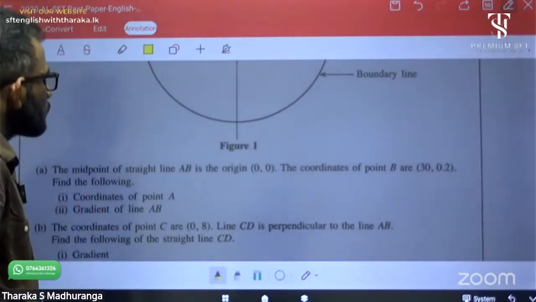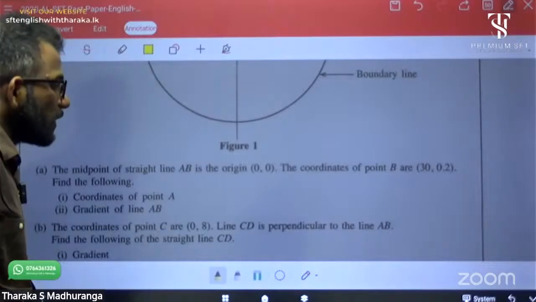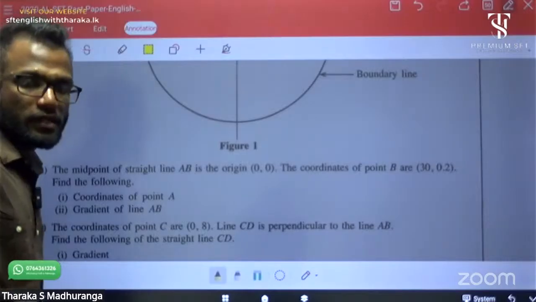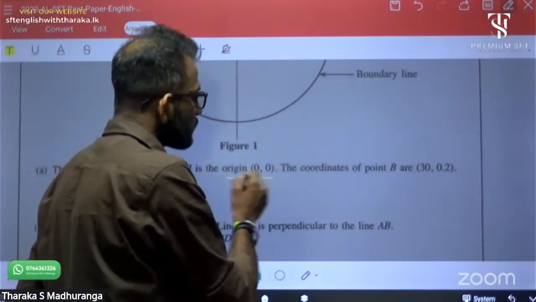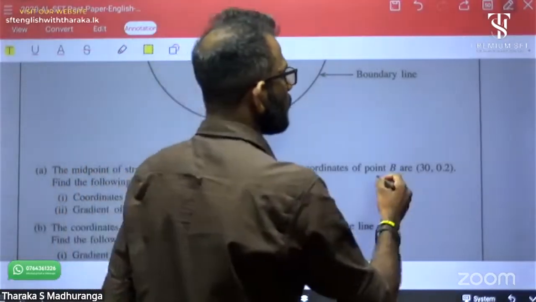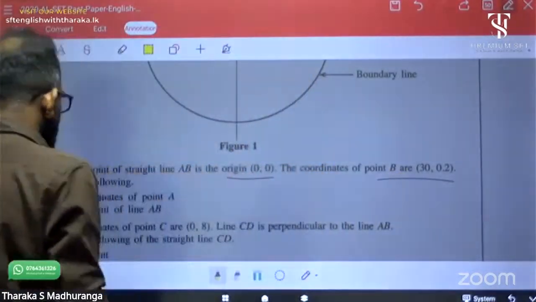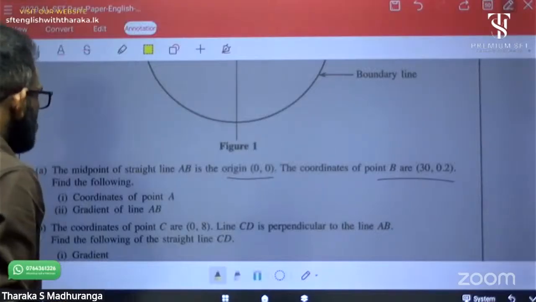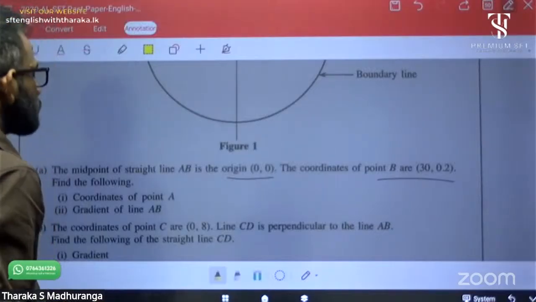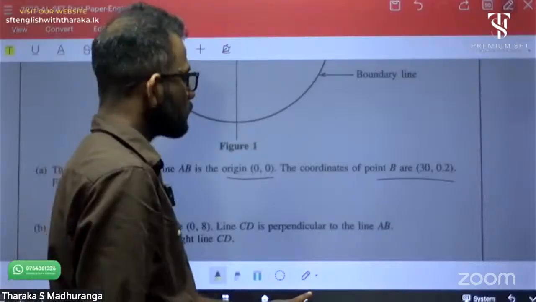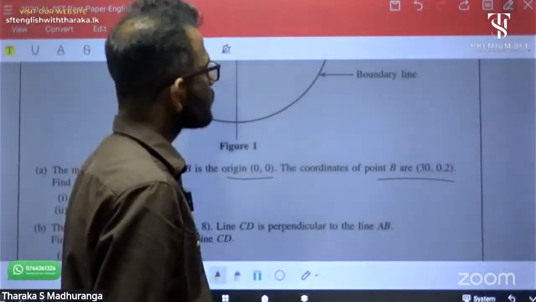The midpoint of straight line AB is the origin. The midpoint is given. The coordinates of point B are also given. Find the coordinates of point A.